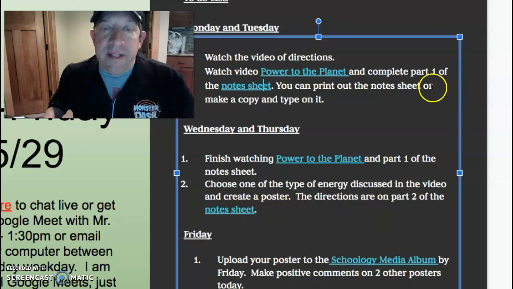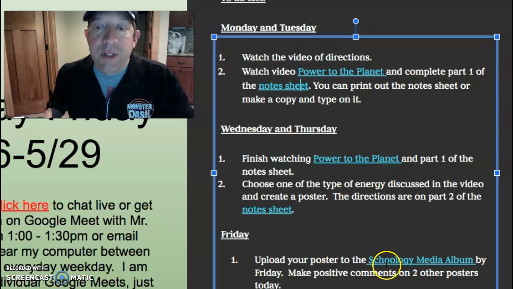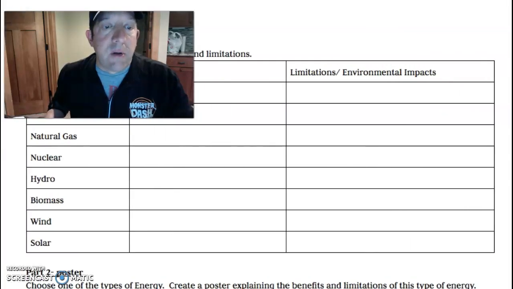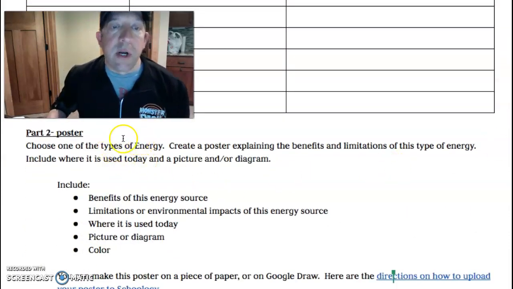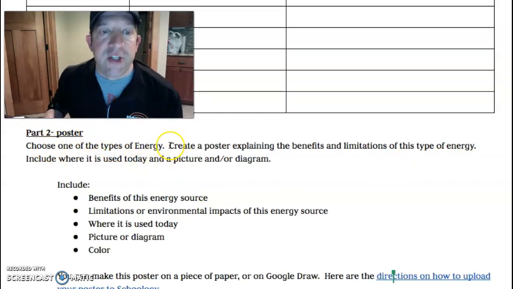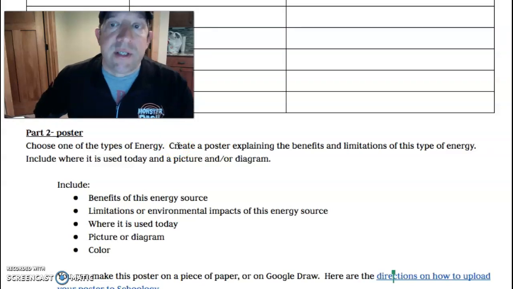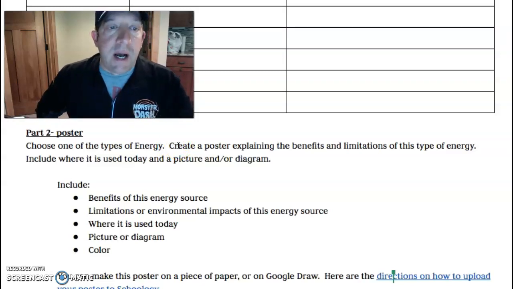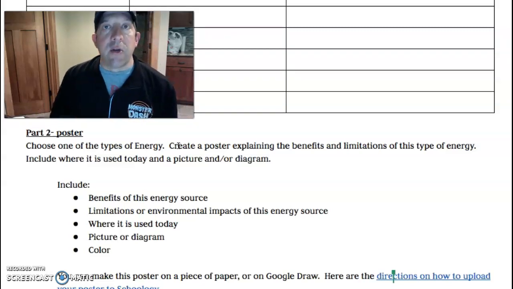The second part of this down below is you've got a Power to the Planet poster that you're going to be creating. So within that same note sheet on Power to the Planet, you've got what's called part two. So down below, you're going to see part two. You're going to choose one type of energy, and you're going to create a poster that explains the benefits and limitations of that type of energy, and include where it's used today and a picture or diagram of that. So you can use your textbook for that. You could use the internet.